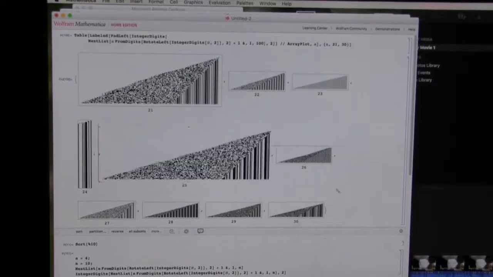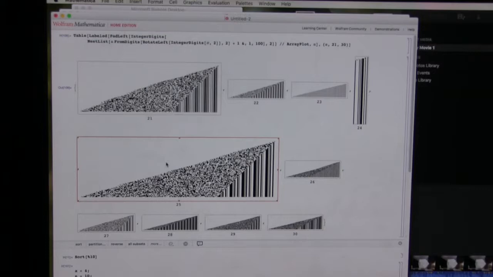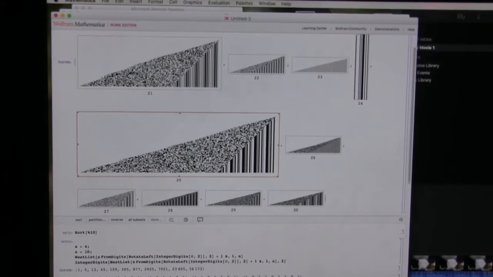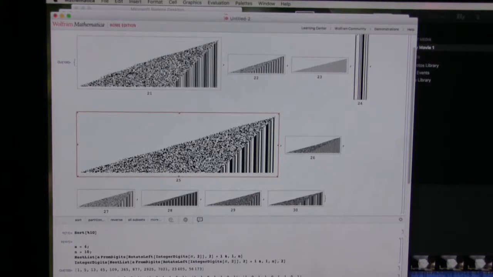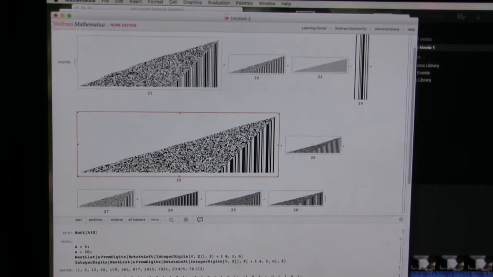What's interesting about 25? What's different about 25 compared to the other numbers? It's a square. So it's not necessarily prime, but maybe it's only times 2 primes, or no, it's a square. Who knows?